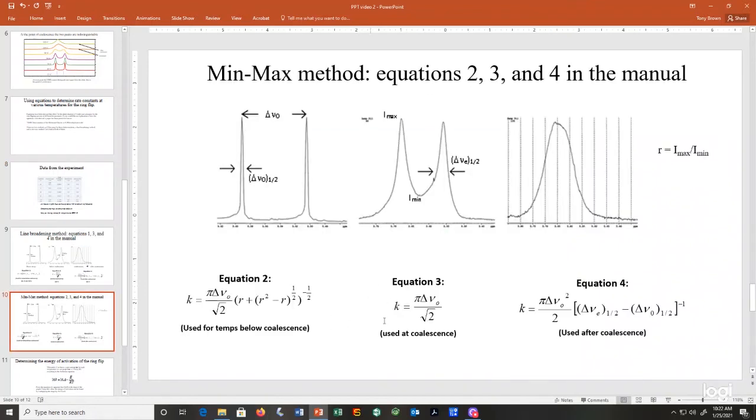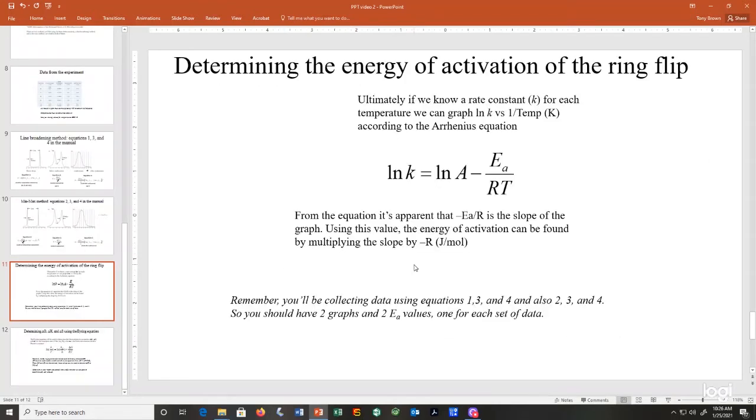And then this equation 3 will be common to both methods, and this equation here will be common to both methods. And so for the min-max method, we're also going to have 6 K versus temperature data points. So now that we've collected 6 K versus temperature data points for each method, our line broadening method and our min-max method, we can apply those to equations to get our desired thermodynamic quantities.